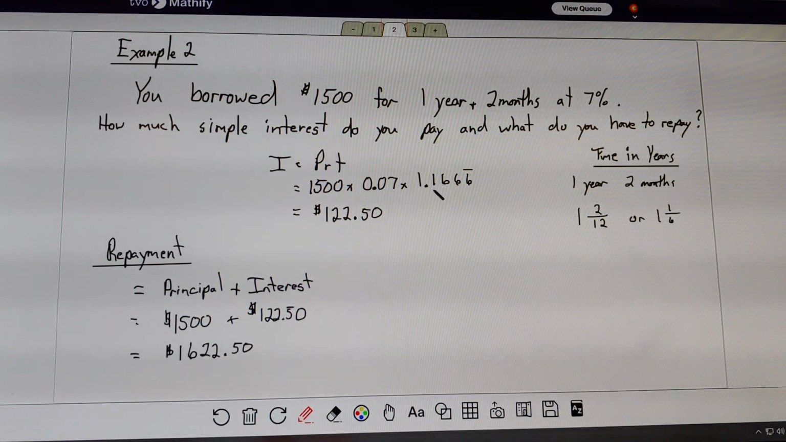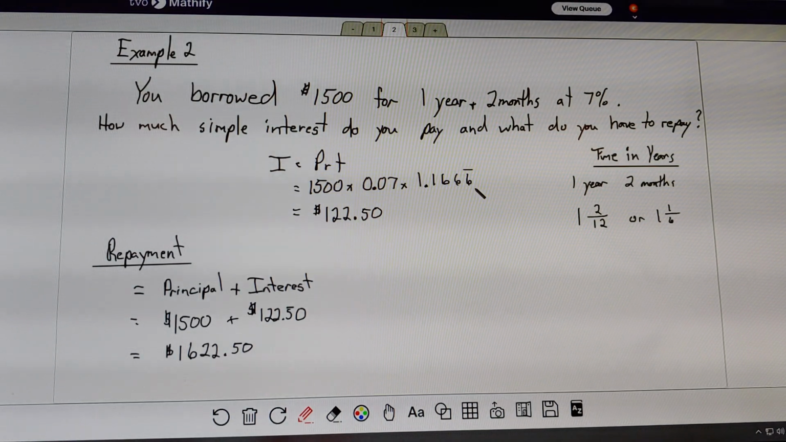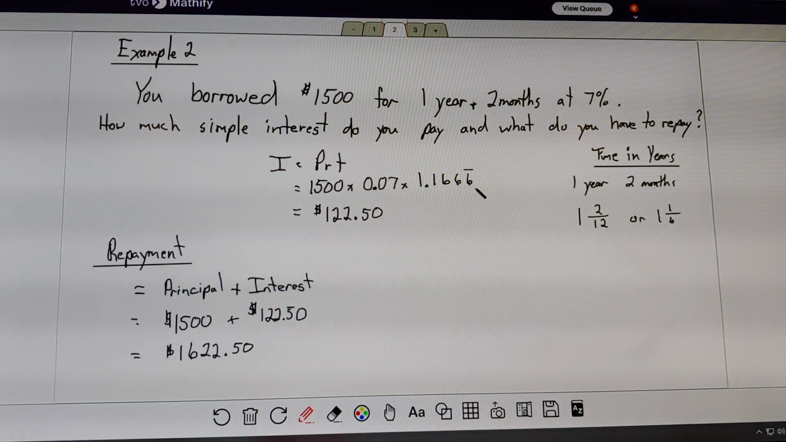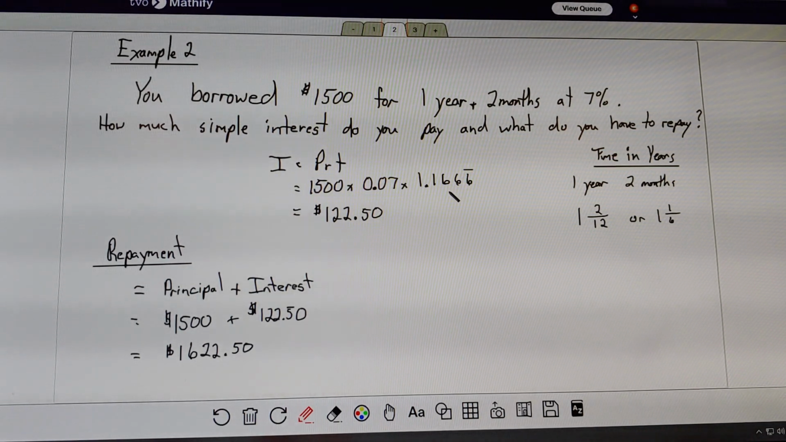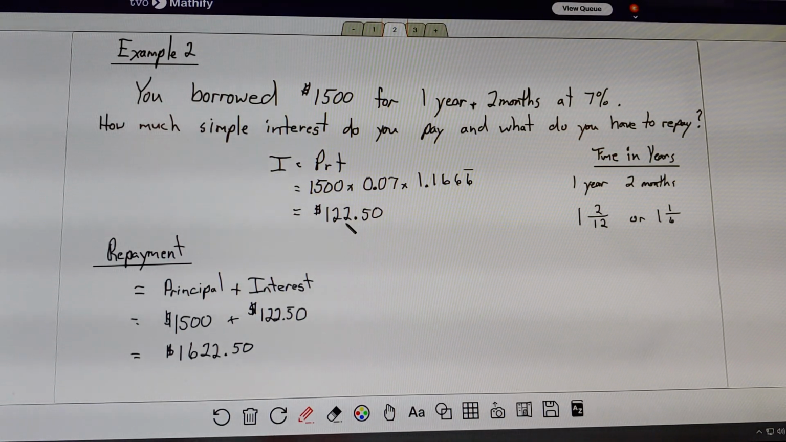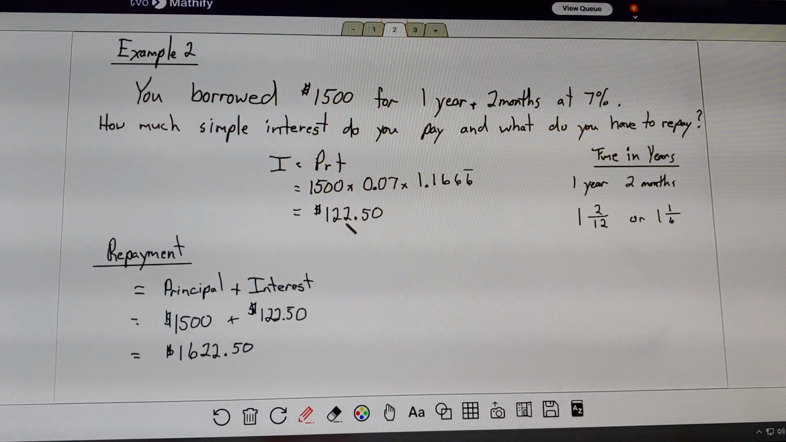0.07 times 1.1, and then just keep hitting 6 all the way to the end of your calculator, or at least 3 or 4 of them. Remember, this is the repeating sign. Hit equals, and you get $122.50. That's your interest.